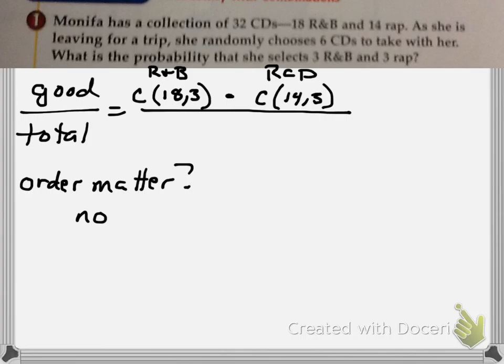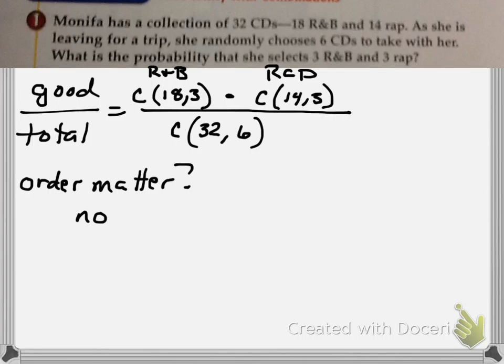The totality of what she's doing, which is the bottom, is she has 32 CDs and she is choosing 6. That's in general what she's doing. She's choosing 6 of 32 CDs. We figured out how many ways you can do 3 and 3. And we've put that over how many different things you can do in total.